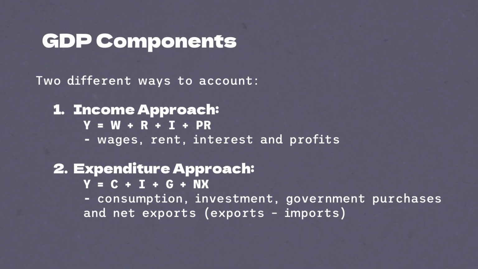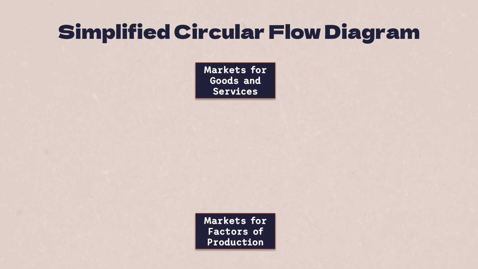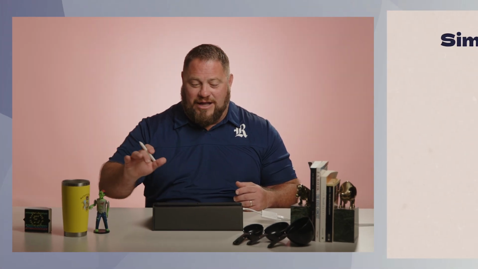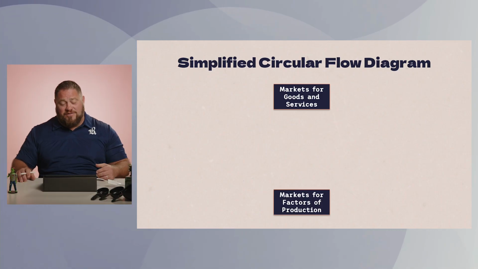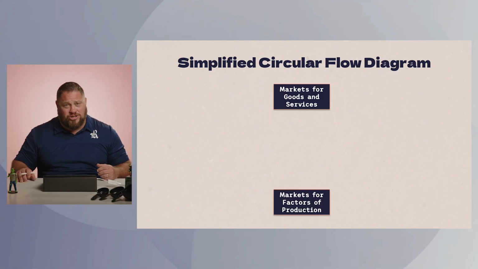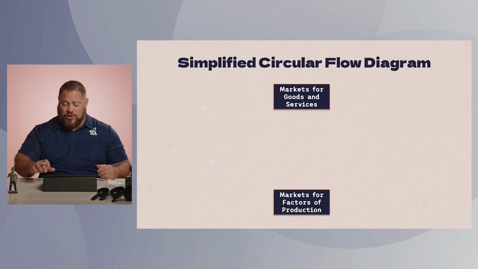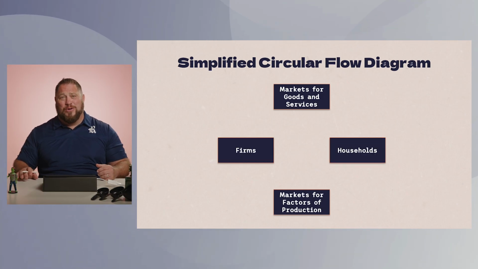And if you didn't believe me, I'm going to have a picture here to show that to you. This is what we call our simplified circular flow diagram. So here I simplify it down. Some people get really complicated with these things. I'm not trying to get you to memorize a very complicated circular flow diagram. I'm just trying to illustrate a point here. So we're going to have 2 markets. We're going to have our markets for goods and services and our markets for our factors of production. We're going to have 2 sides. We're going to have our firms and our households, okay?